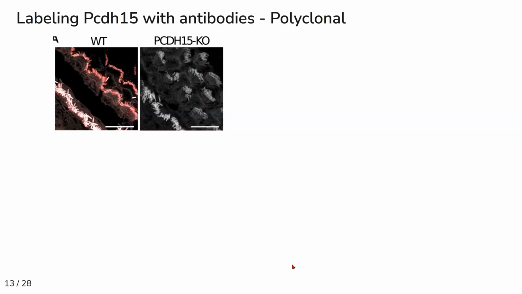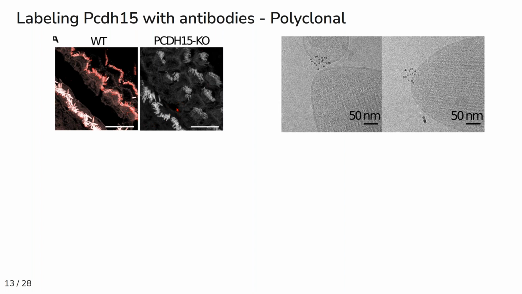In our first attempt, we used a fairly standard immunogold approach. We raised a polyclonal antibody against the protocadherin 15 extracellular domain. This is just some immunofluorescence microscopy to convince you that it very specifically binds to protocadherin 15. In the knockout, we see no staining.